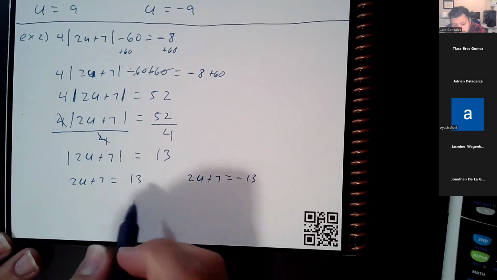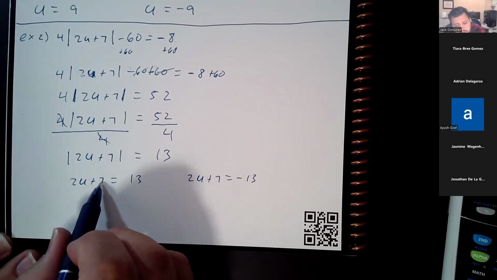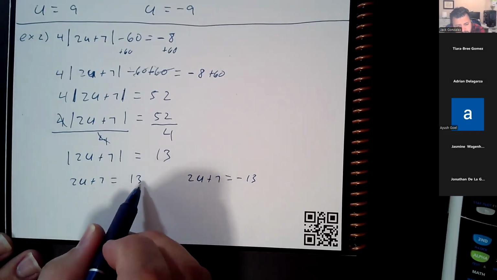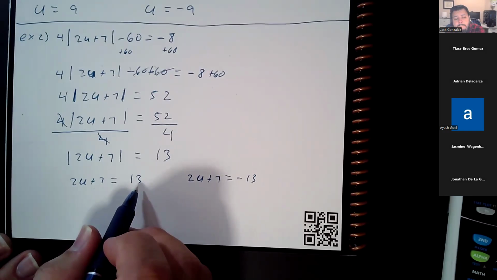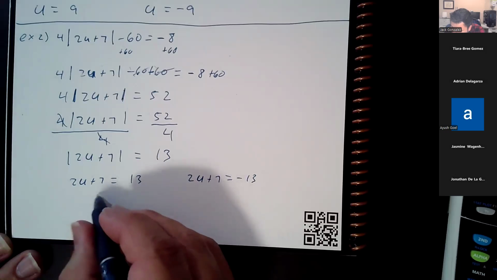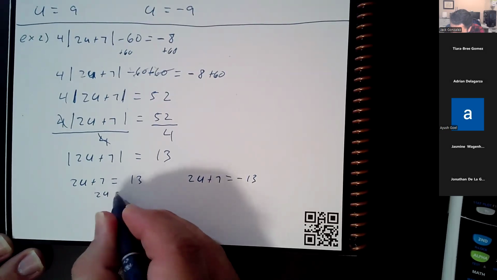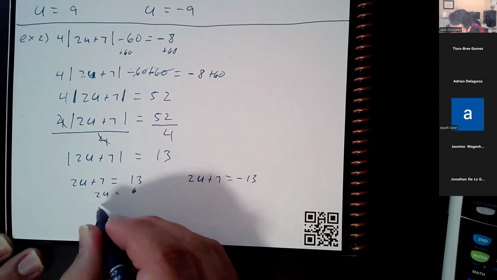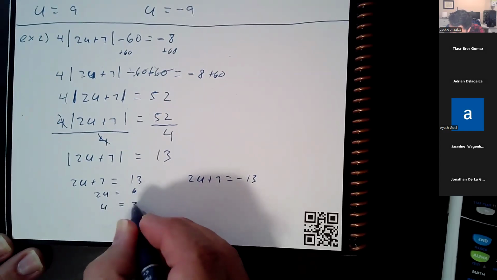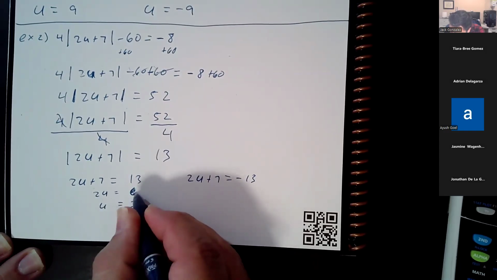Running out of space. I'm gonna skip a little bit. So you see how you would subtract 7. What's 13 minus 7? And then divide by 2, right?